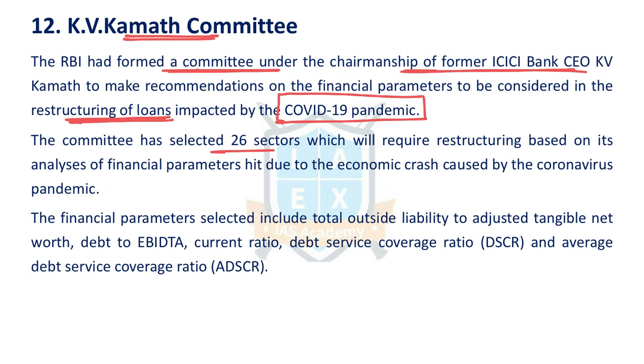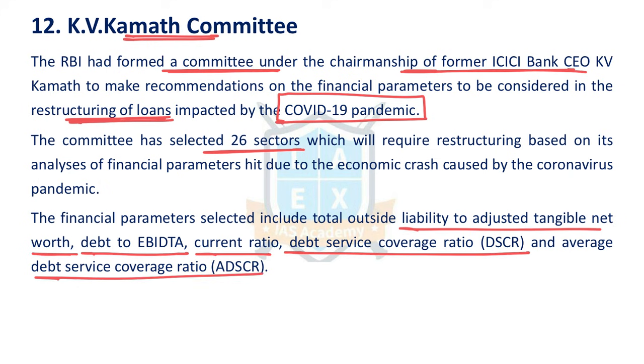It has selected 26 sectors based on various criteria such as liability to adjusted tangible net worth, debt to EBITDA, current ratio, debt servicing coverage ratio, average debt servicing coverage ratio. Based on various parameters, this committee has identified 26 sectors for which banks can go for loan restructuring. Last year, financial distress was there. That's why this committee was appointed for loan restructuring.